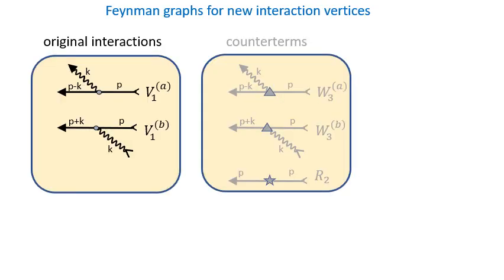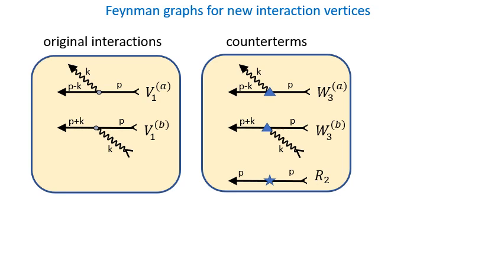Let us now see how this cancellation is reflected in Feynman diagrams. On the left, I reminded the two interaction graphs in our original version of QED before renormalization. On the right, there are three new counterterms. This means that when constructing Feynman diagrams, we have to use these new vertices as well.